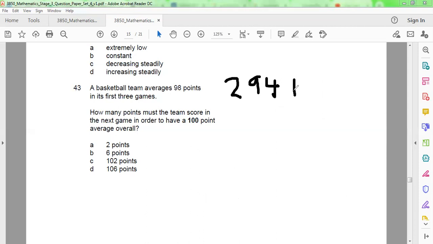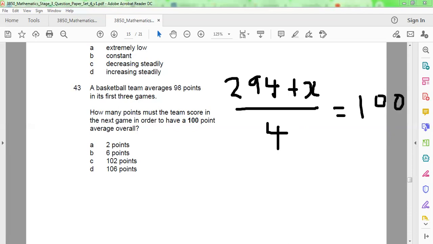So we want to know how much more score you must add on, since it's the next game, so it will be the fourth game. And when everything works out, you must get a 100-point overall average. Hope you guys are following. Remember, when you find an average, you always divide by the amount of times the event happened. So the next game will be the fourth game.